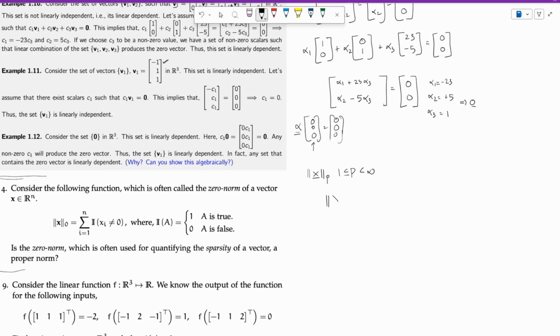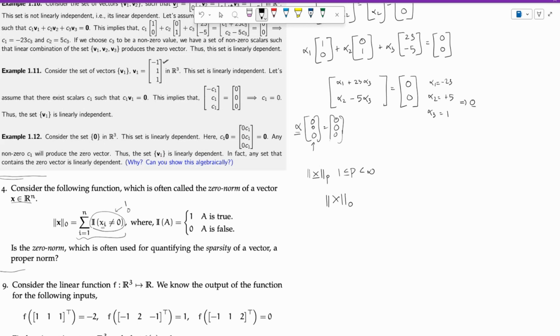It turns out there is also a zeroth norm that is actually used. Okay? The definition of the zeroth norm is essentially this. If you have a vector x from R n, the zeroth norm is defined by a sum, where this term here is 1 when the ith element is not 0. It's 0 if the ith element is 0. Okay?